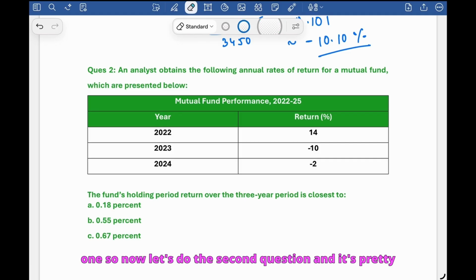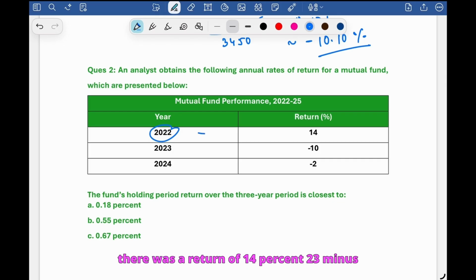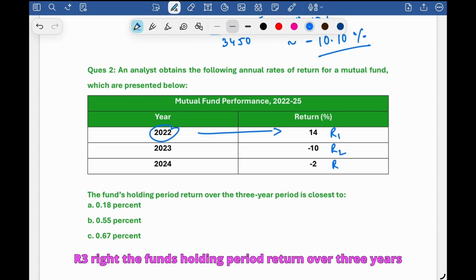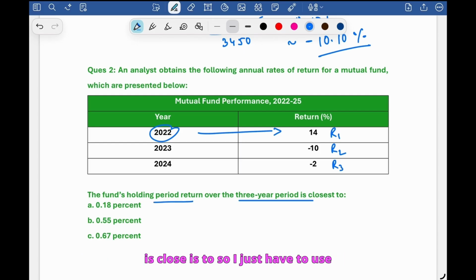So now let's do the second question, and it's pretty simple. An analyst obtains the following annual rates of return for a mutual fund. So these are 2022, there was a return of 14%, 23 minus 10, 22, 24 minus 2. So these are holding period returns for this particular year. So you can say R1, R2 and R3, right? The fund's holding period return over 3 years is closest to.